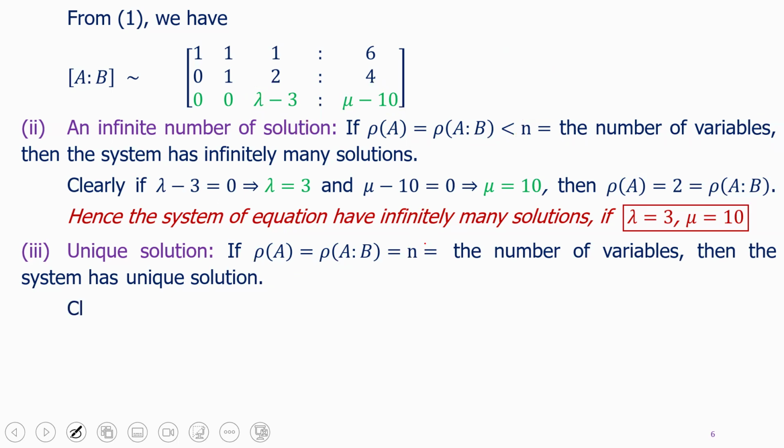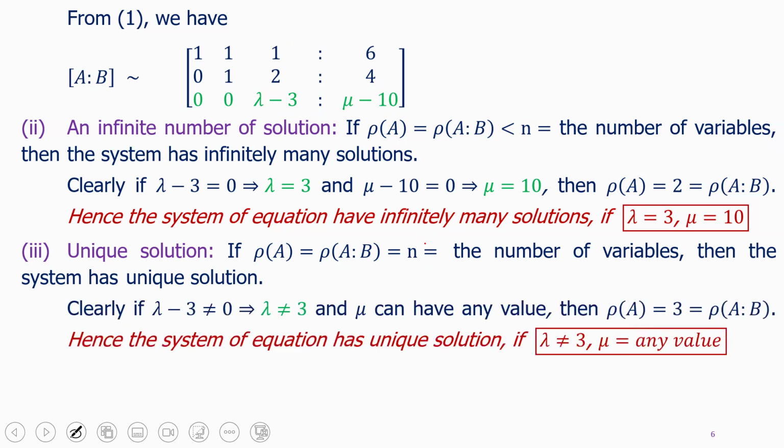So how do we get the unique solution over here? Clearly, if lambda minus 3 is not equal to 0, for example, if this is 1, this is 1, it may be also 0. Mu minus 10 is also 0. If, for example, lambda minus 3 is 1, and we want to find the rank of the coefficient matrix, the first row is non-zero, the second row is also non-zero, the third row is 0, 0, 1, which is also non-zero. Therefore, the rank of the coefficient matrix is 3.